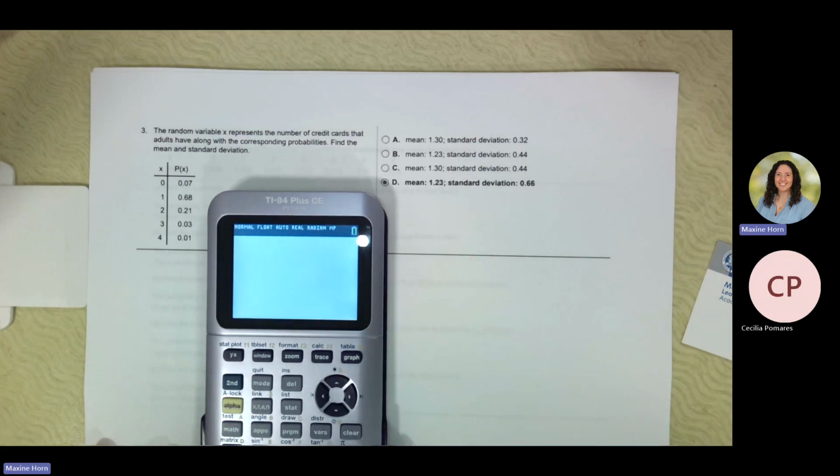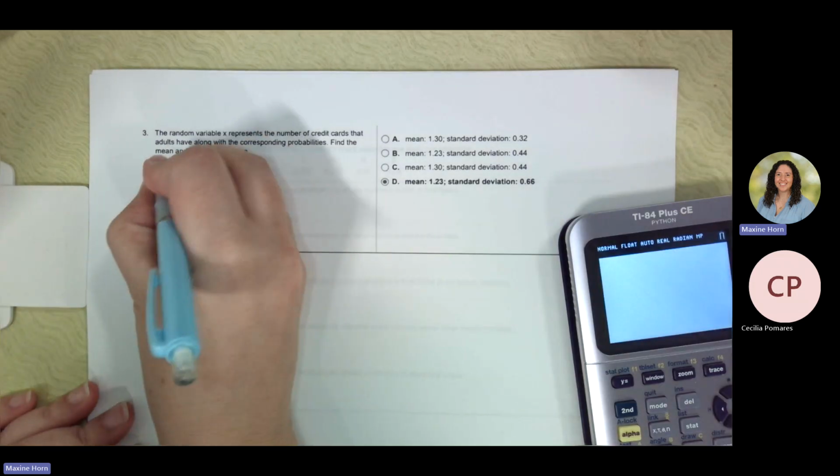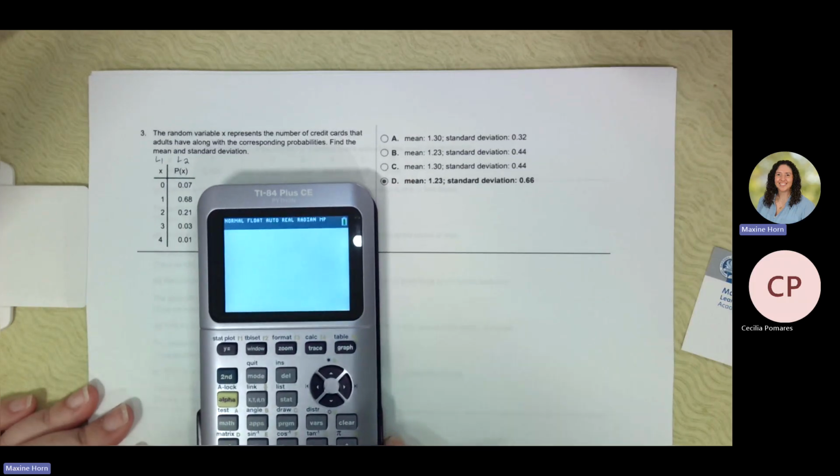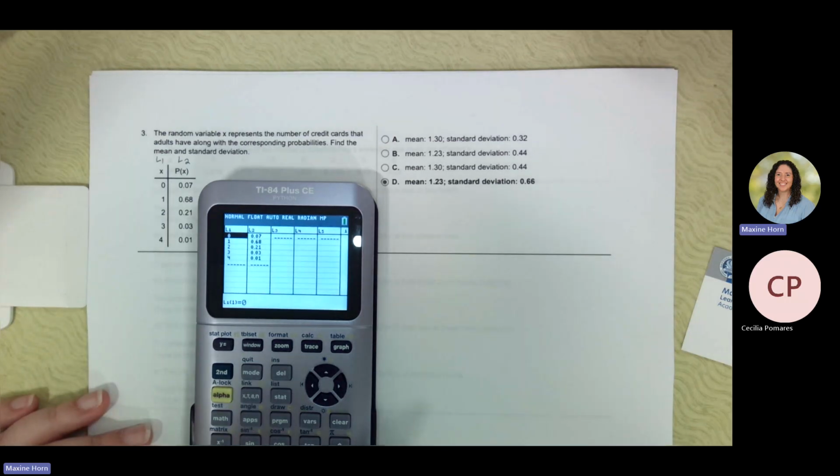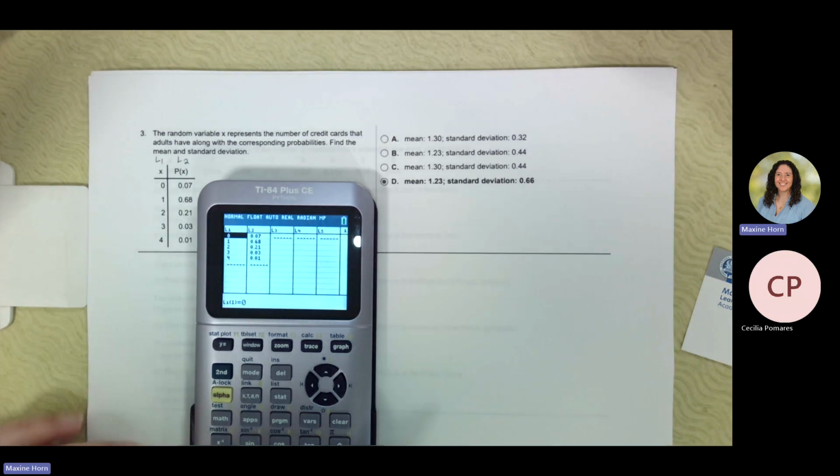All right, so the random variable x represents the number of credit cards that adults have along with the corresponding probabilities. Find the mean and standard deviation. When you do these, you're going to be in your calculator. Let's label these: this is going to be list 1 and this is going to be list 2. This is similar to some of the things we've done before, right? We're going to go to stat, go to edit, and put these in list 1 and 2. I already have this in here.